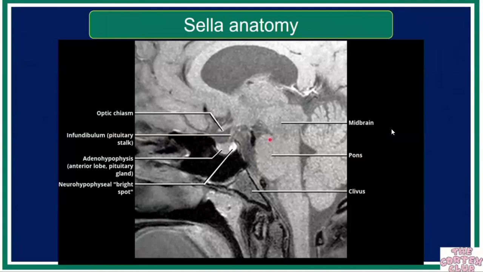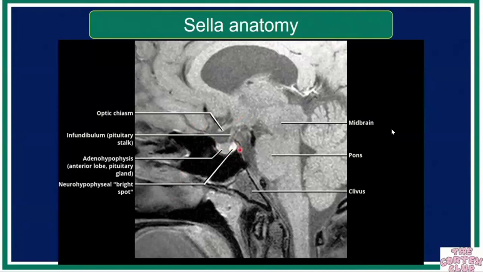Here is the sellar anatomy on a pre-contrast T1 weighted image. You can see that there is no enhancement of the nasal mucosa, and this is how we know this is a pre-contrast T1 weighted image. On a sagittal pre-contrast T1 weighted image of the sella, anteriorly we see the anterior pituitary, or adenohypophysis, and posteriorly we see the posterior pituitary bright spot.